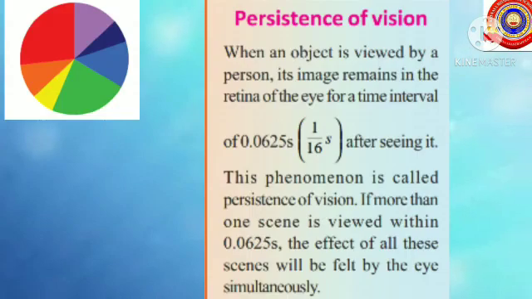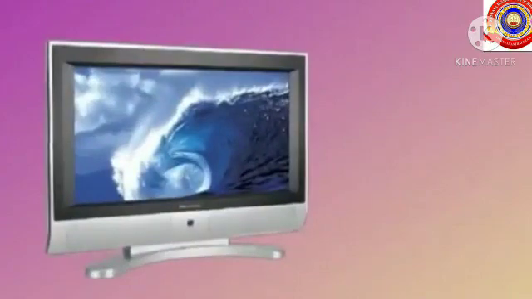When an object is viewed by a person, its image remains in the retina of the eye for a time interval of 0.0625 seconds, that means 1/60 seconds, after seeing it. This phenomenon is called persistence of vision. If more than one scene is viewed within 0.0625 seconds, the effect of all these scenes will be felt by the eye simultaneously. Let's see some examples for persistence of vision.